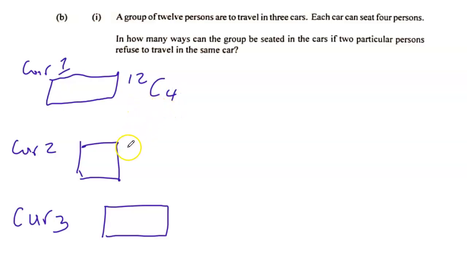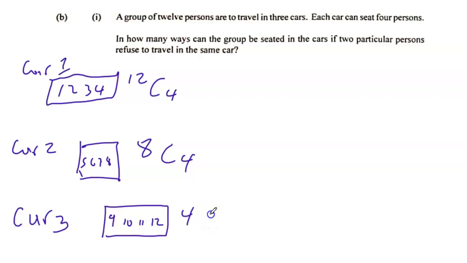In the second car, we already seated 4. So 4 persons are already seated. So in the second car, we have seating 4 more. So 5, 6, 7, 8. And 8 remaining. So it's 8, and from the 8, we're choosing 4 persons. And in the final car, of course, person 9, person 10, person 11, person 12. So 4 persons, we're choosing 4.